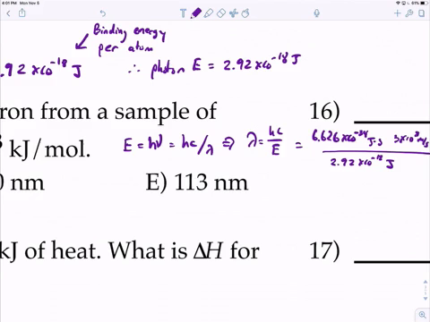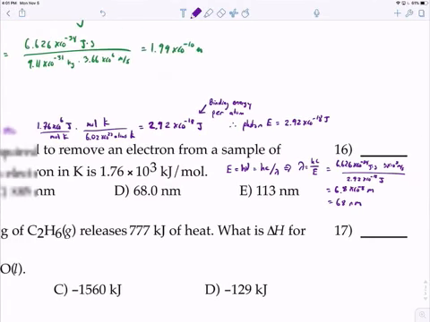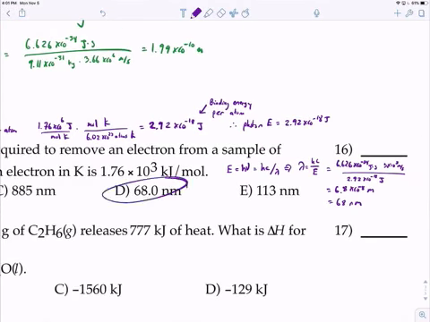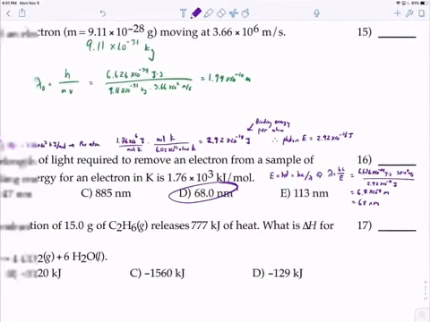So you plug it in: 6.626 E minus 34 times 3 E 8 divided by the previous answer. And you get 6.8 times 10 to the minus 8 meters, which is 68 nanometers. And right there. Like that.